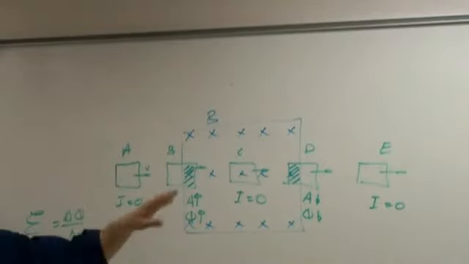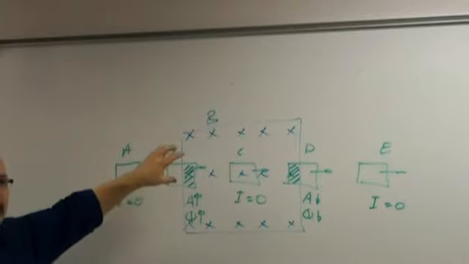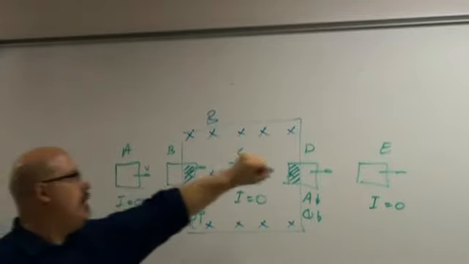So now, tell me, which way is the current going around this loop? And which way is the current going around this loop?